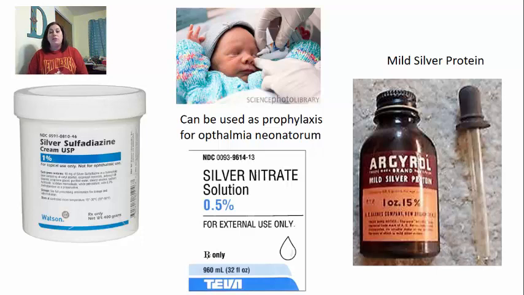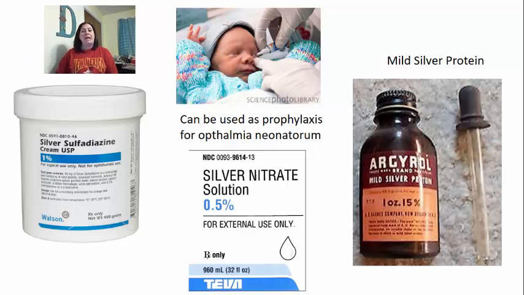Now, silver has actually got an increase in its interest because we do find that it can work against antibiotic resistant bacteria, so potentially coming up with types of medications that have silver in them that can be used against those instead of antibiotics might be helpful.